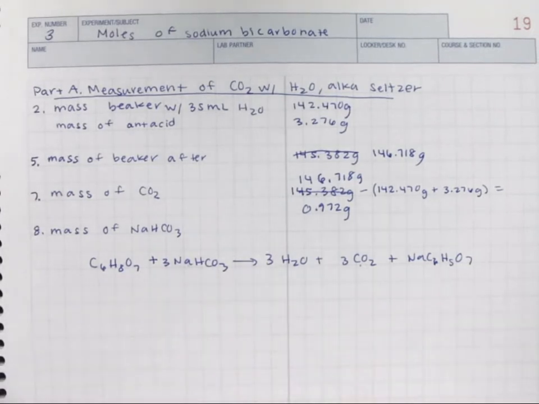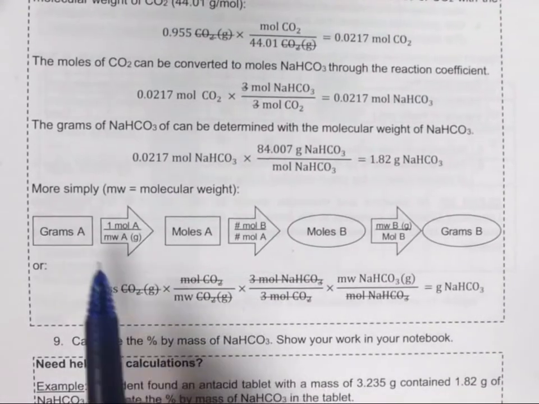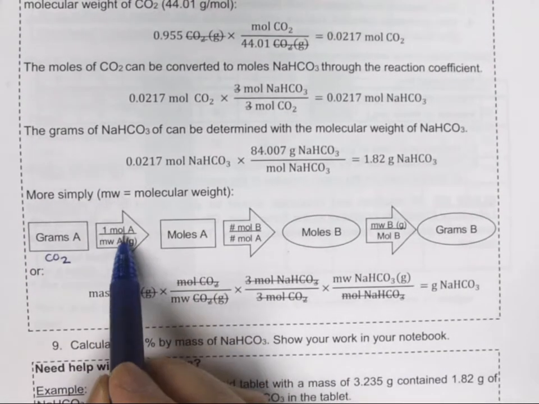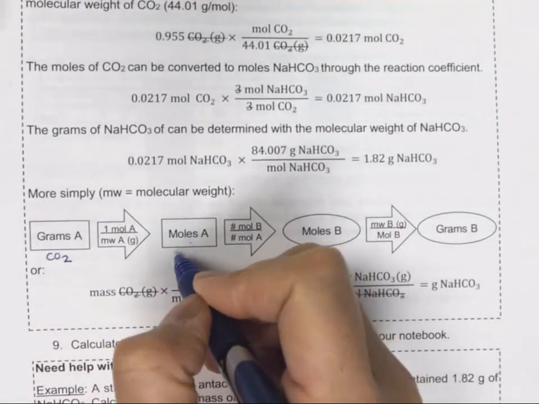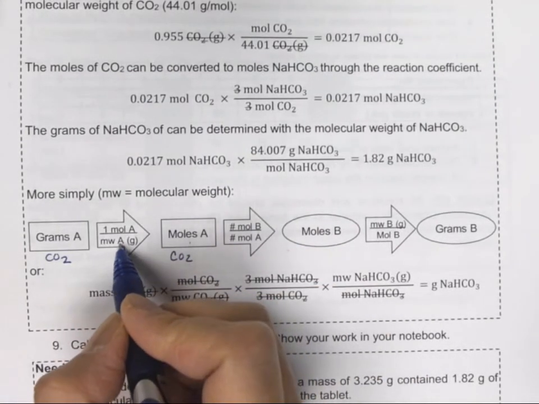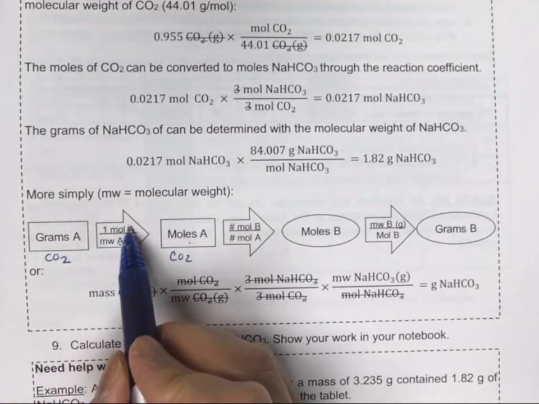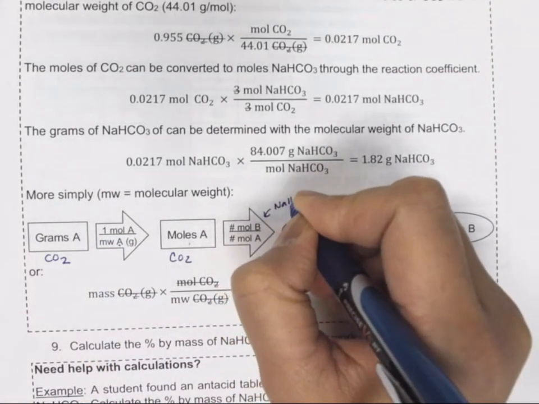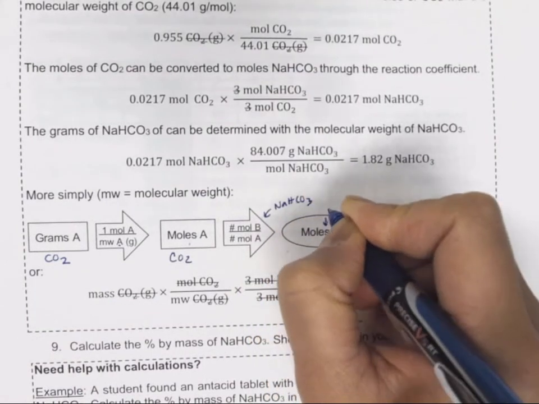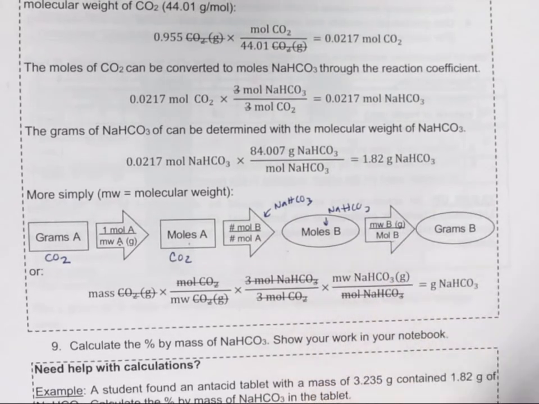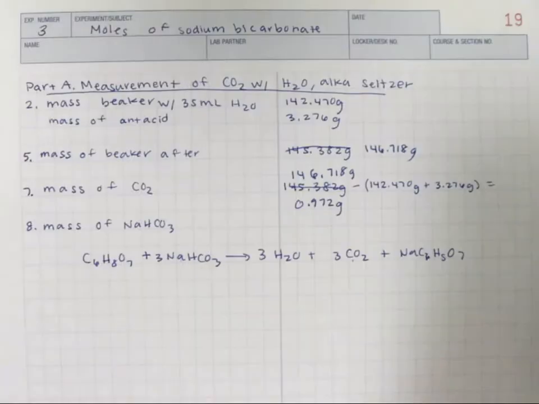So when we're doing the reactions, and this is in your lab manual, I'm just going to point this out here, we have grams of A, so for us this is grams of CO2. So we're going to go through, get moles of CO2, using the molecular weight of CO2 per 1 mole of CO2. And then we're going to convert to the NaHCO3, and then use the molecular weight of B to get grams of B. So this is what we're going to be doing here.